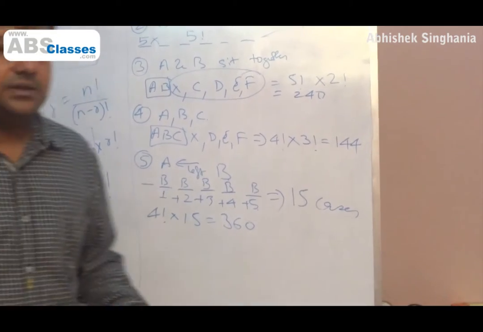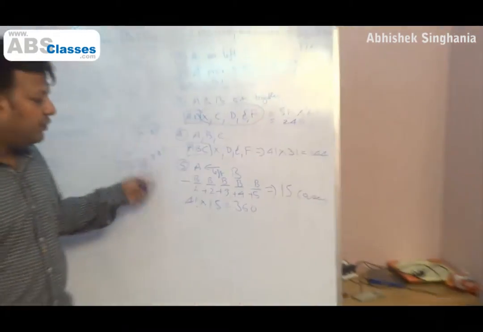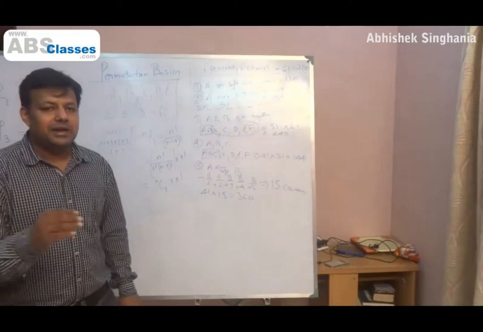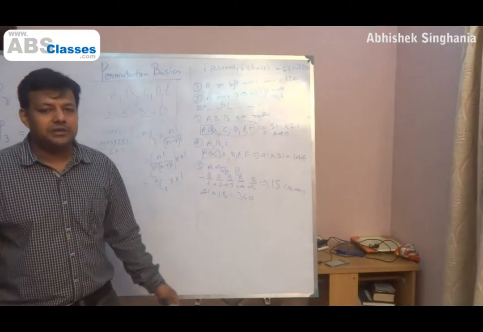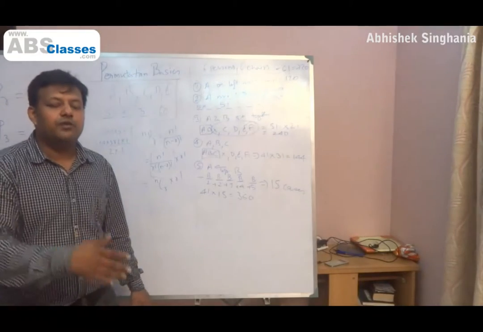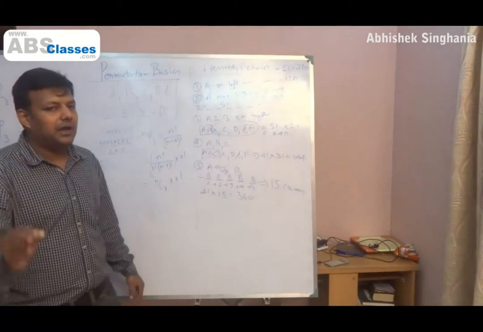Right? We understand this? So in every single case, 4 factorial people will take their chairs. And how many cases do we have? Cases will depend on the number of ways in which I can make A and B seated, which is 15. So 15 into 4 factorial is equal to 360, which is my answer.